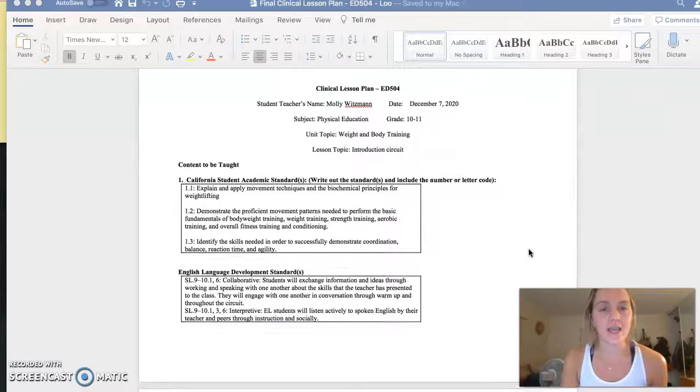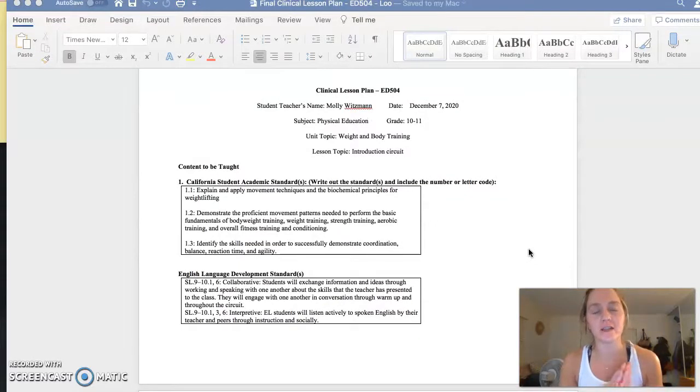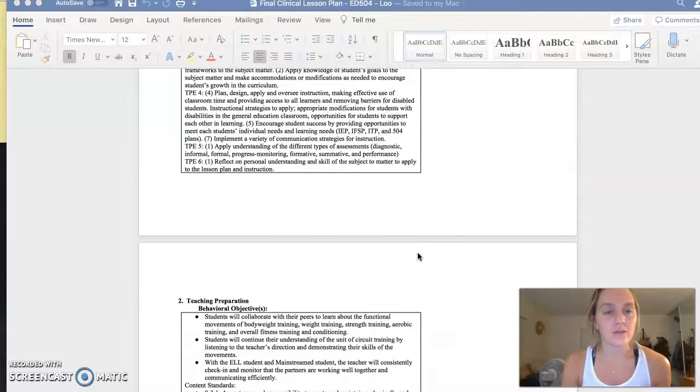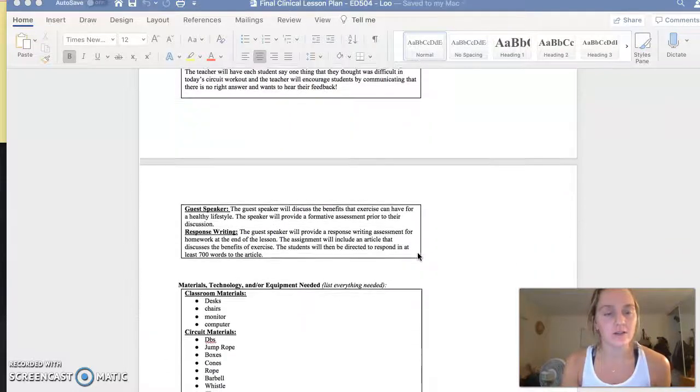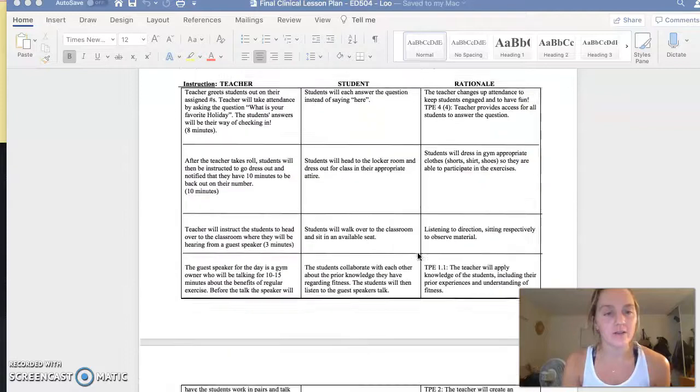Today's lesson is the intro to the 19 weeks of weight training and body training, so I wanted to do a lesson where I could see and monitor where each student is at. So I created an introduction circuit. I'm just going to go down to the lesson plan.